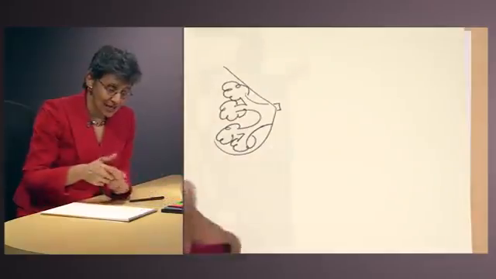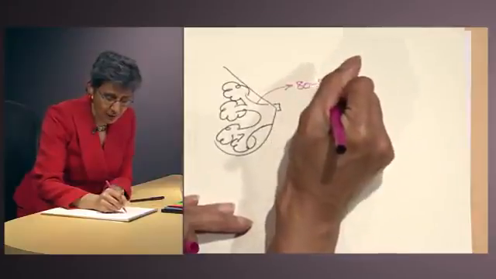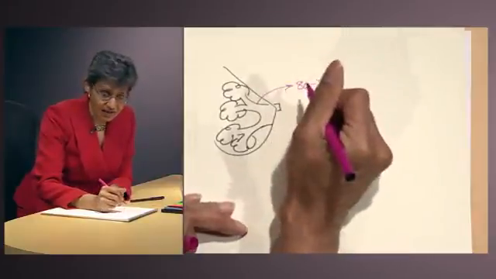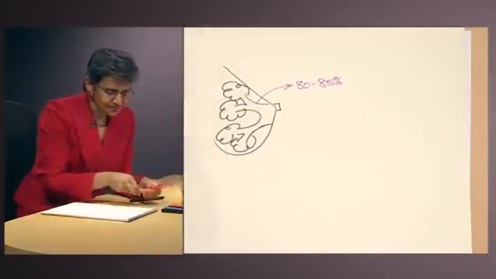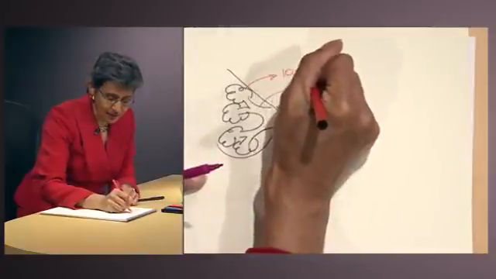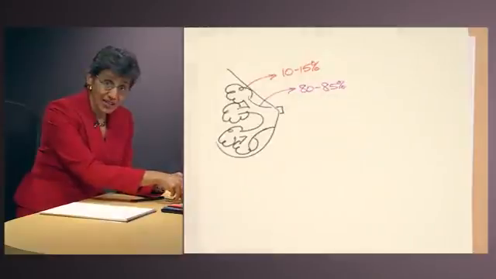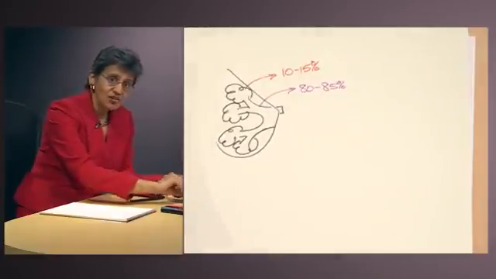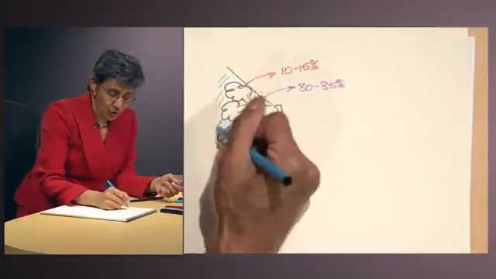Now, most breast cancers, about 80 to 85% of breast cancers, come from the ducts. And about 10 to 15% come from the lobules. Now, there is tissue in between as well. This is called the stroma. And you can get cancers in the stroma as well.